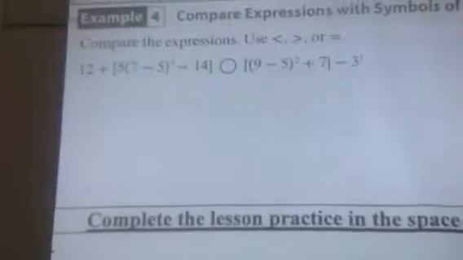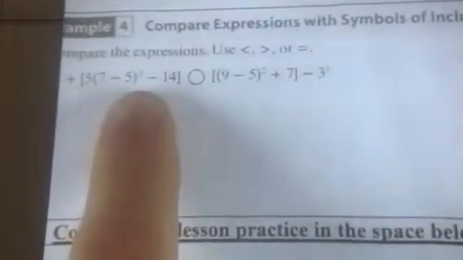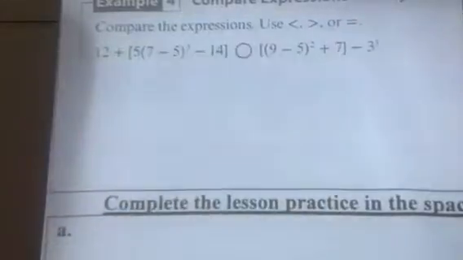This says to compare the expressions, use greater than, less than, or equal to. So to compare them, I've got to figure out an answer for this, figure out an answer for this, and then compare the two. So I've got to start inside my innermost parentheses. I'm going to bring down this 12, bring down everything else. 7 minus 5 is 2 cubed minus 14. I'm just going to get an answer for this one, and then I'll worry about getting an answer for this one. All right, I'm still working inside parentheses.